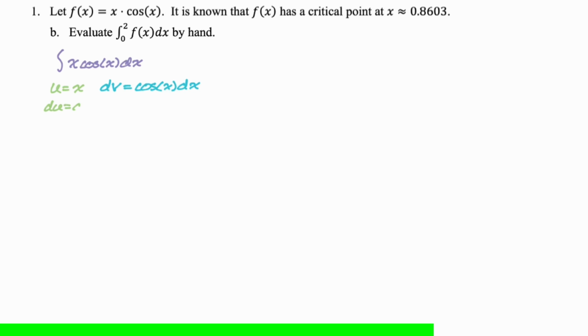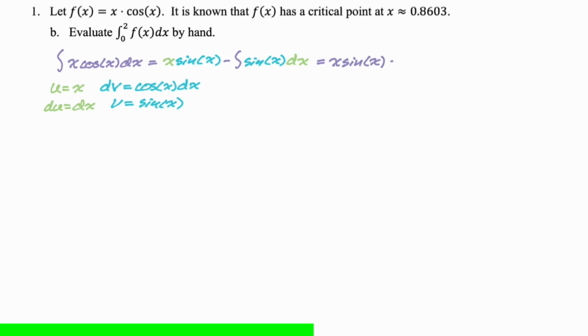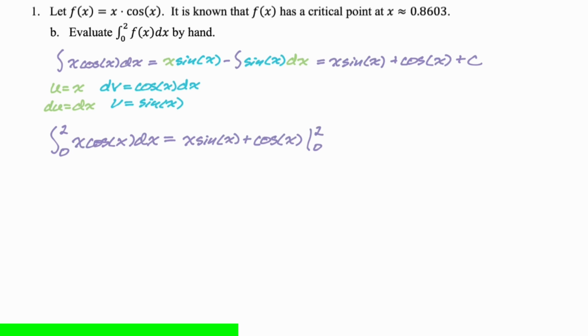So then du is going to be dx. V is the integral of cosine, which is sine. So we're going to get uv, so x sine of x, minus the integral of v du, which is sine of x dx. Integral of negative sine is cosine, so we get x sine of x, and then minus negative, so plus cosine. And then plus c, but we're doing a definite integral, so we know that this integral is just take the antiderivative and use the fundamental theorem. So it's x sine of x plus cosine of x from 0 to 2.